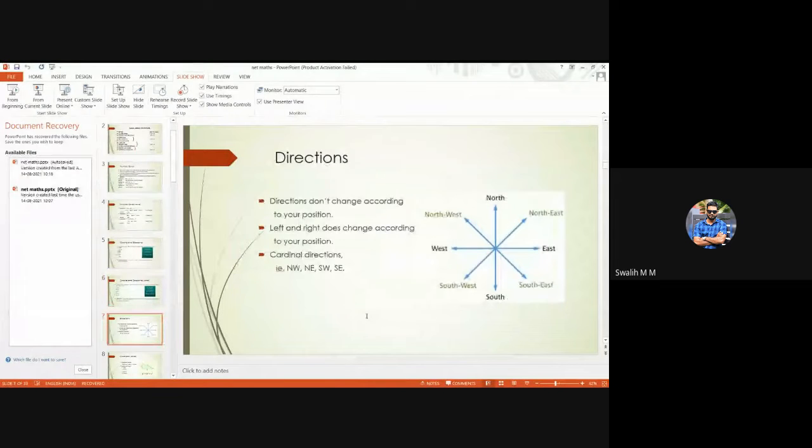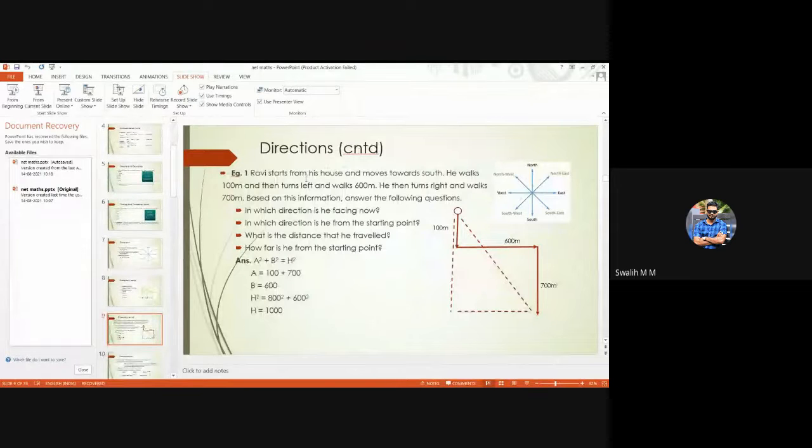Moving on to the next topic, directions. In directions, you get questions like: a person is moving 100 meters south, then moving 600 meters east. And finally, you have to find the distance, how much he traveled, and what direction he is facing. These are the kind of questions asked in directions.